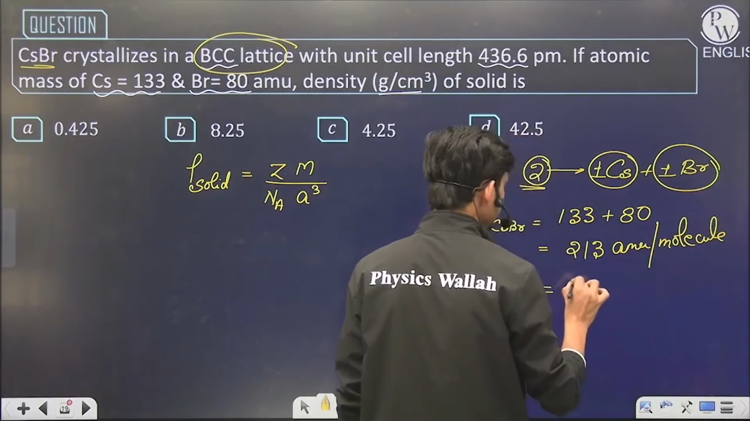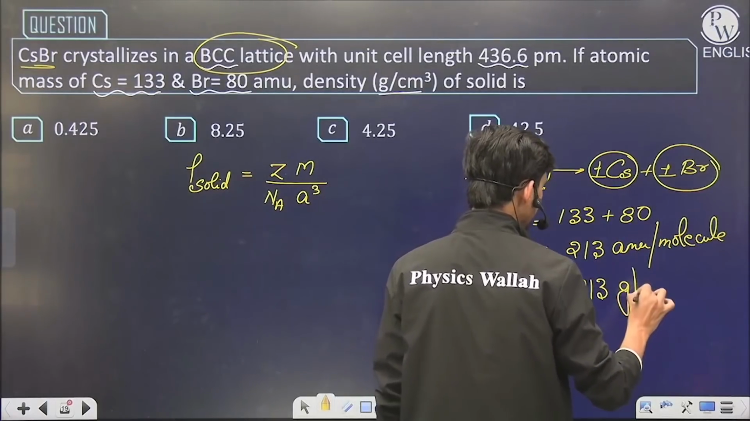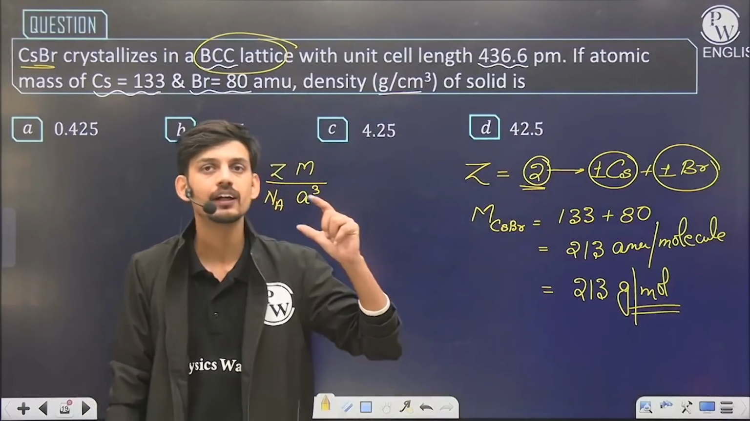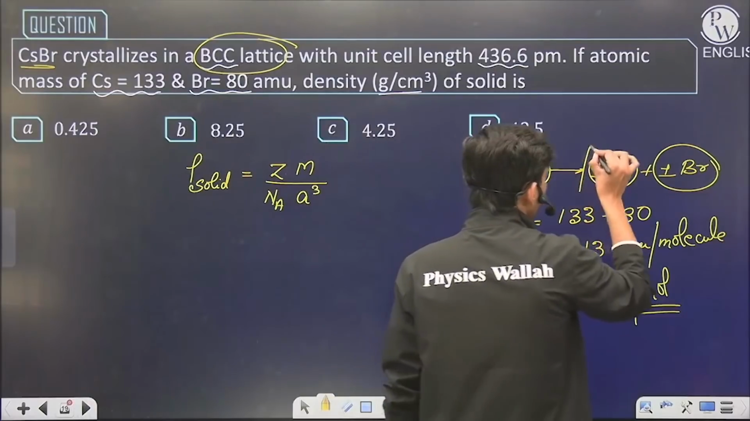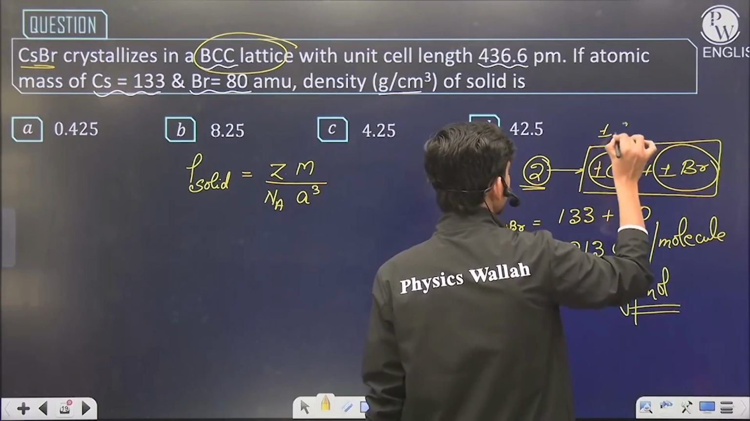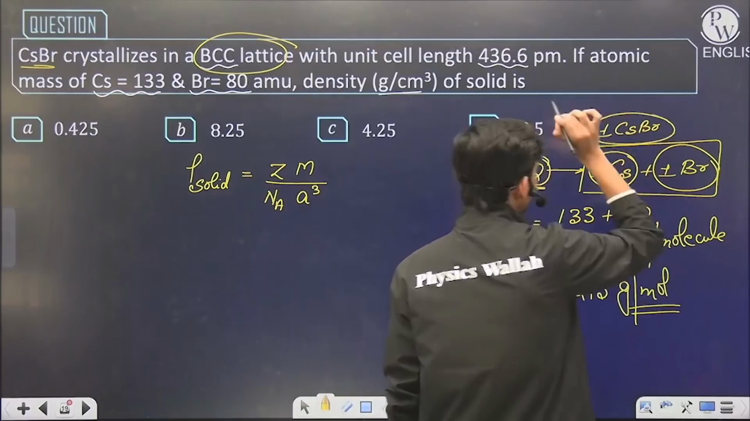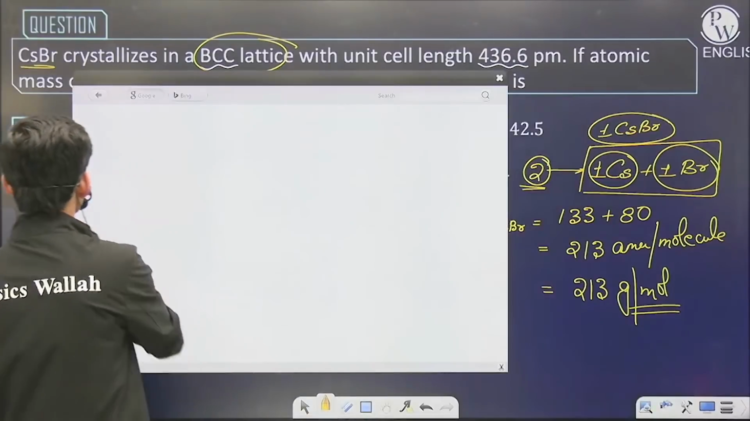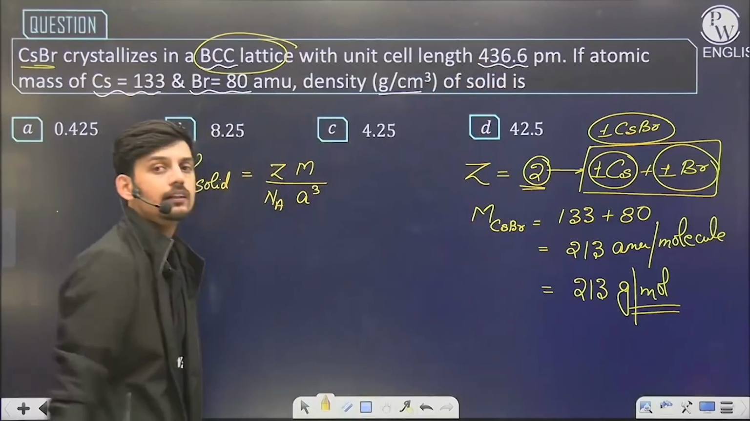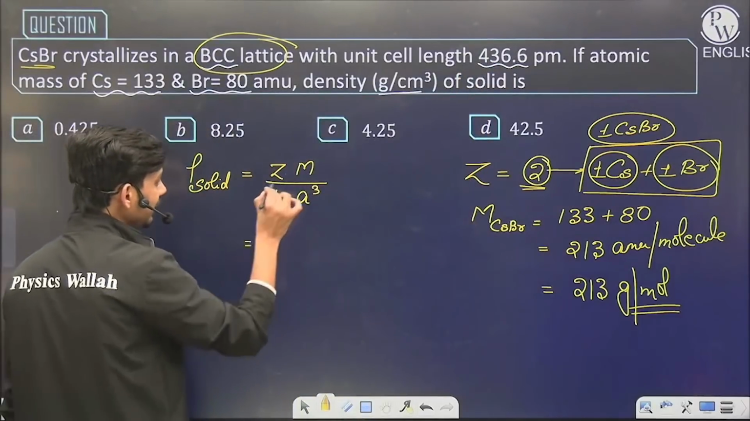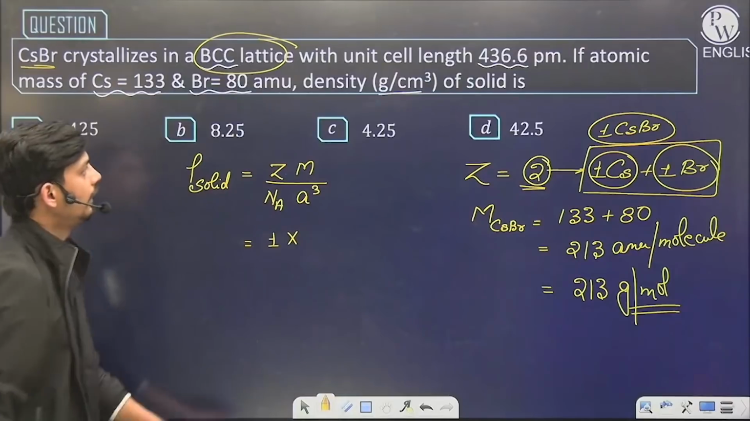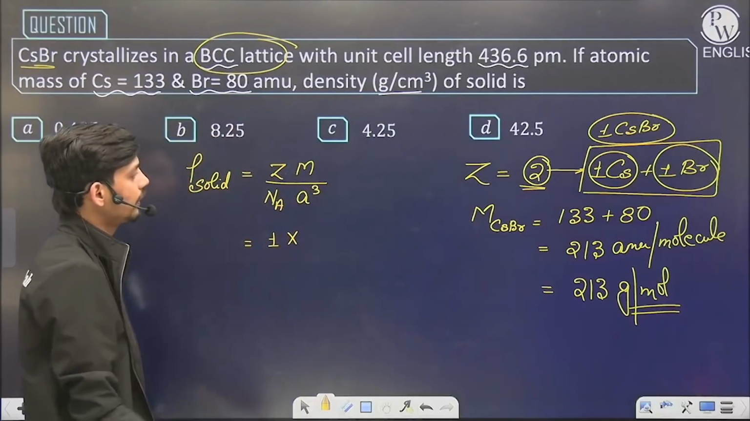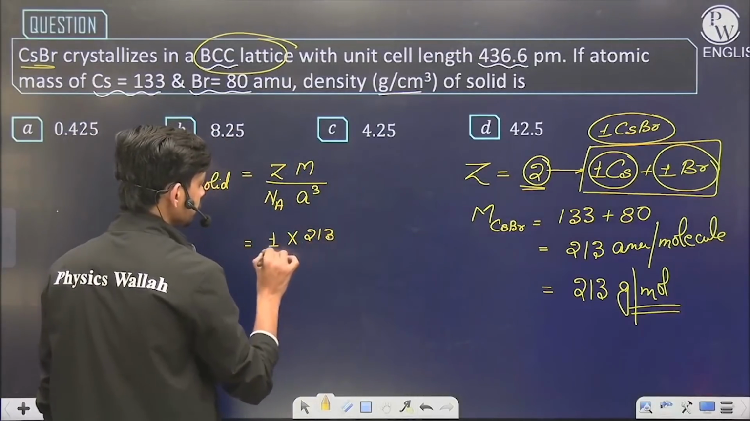And the same mass will become 213 gram per mole, the molar mass. So if I am taking the molar mass of the complete CsBr unit, then I can say that in this solid, only one CsBr complete unit is present. So the effective rank is not taken as 2, but the rank will be taken as 1 for the complete cesium bromide molecule. So I solve from here, Z will be 1. This is the trick in the question. Usually for BCC, Z is 2. But here the Z is 1. The molar mass is 213.